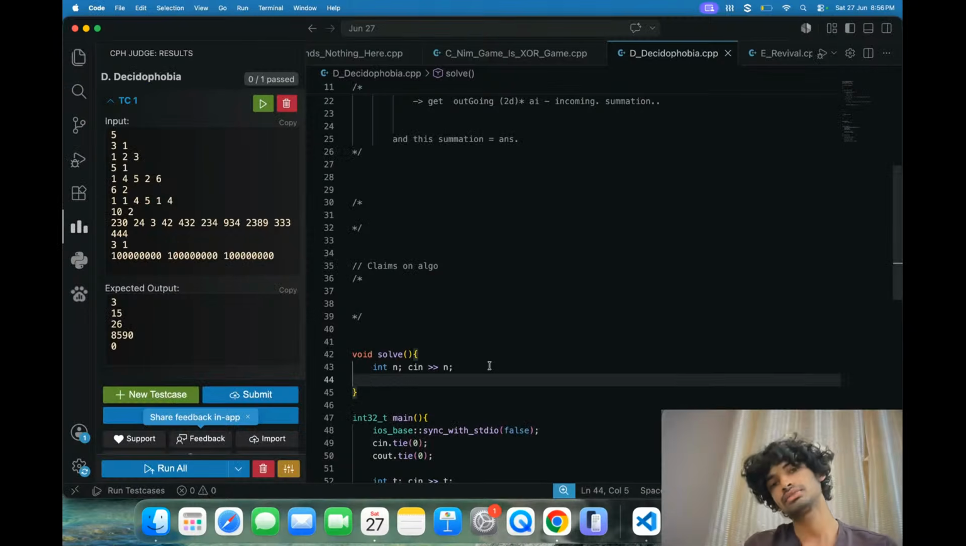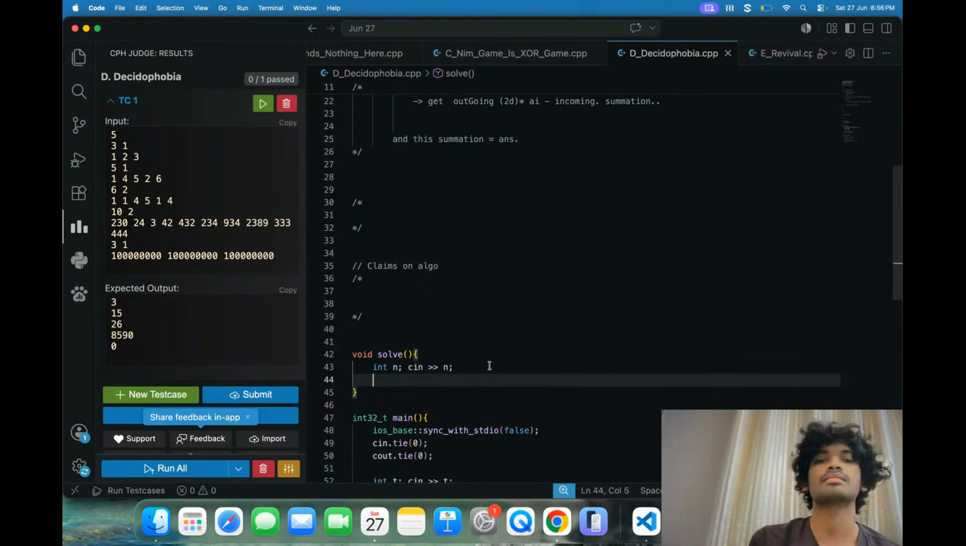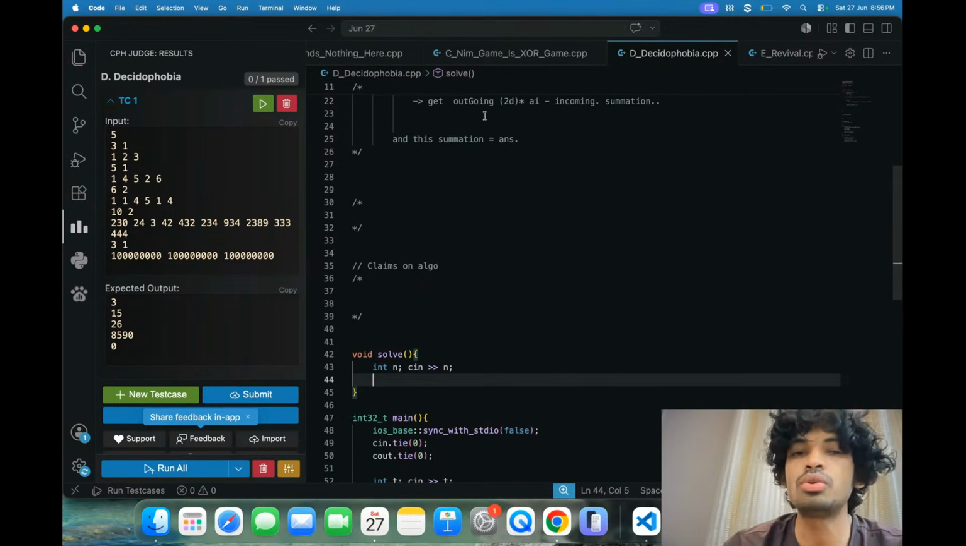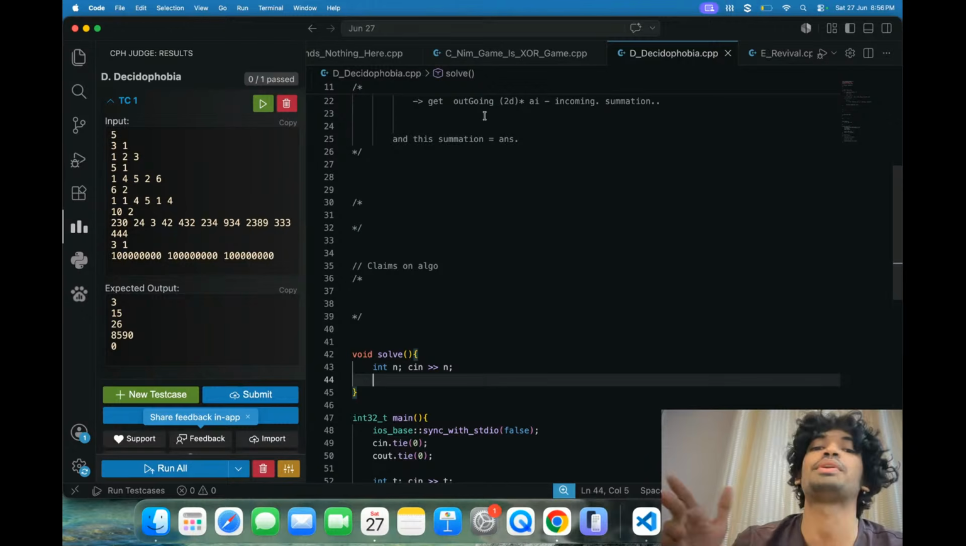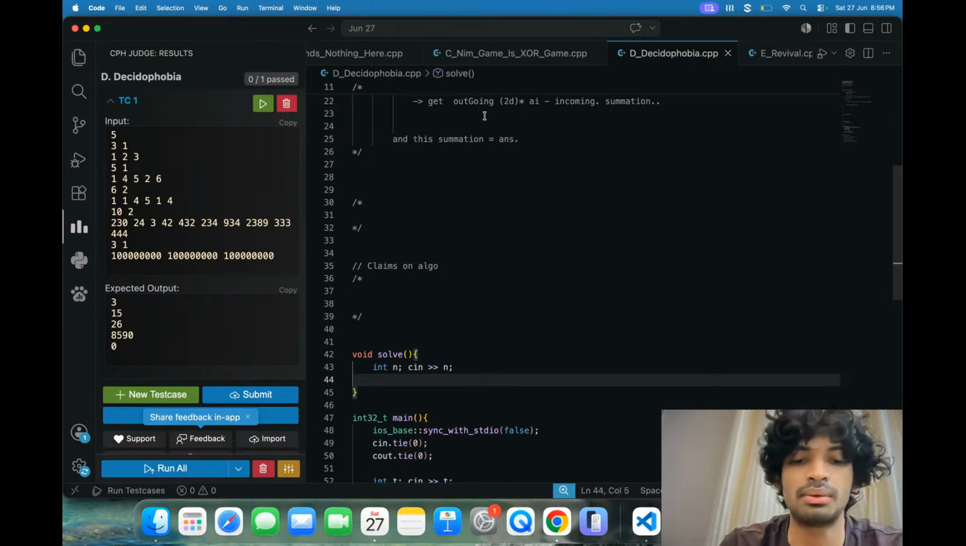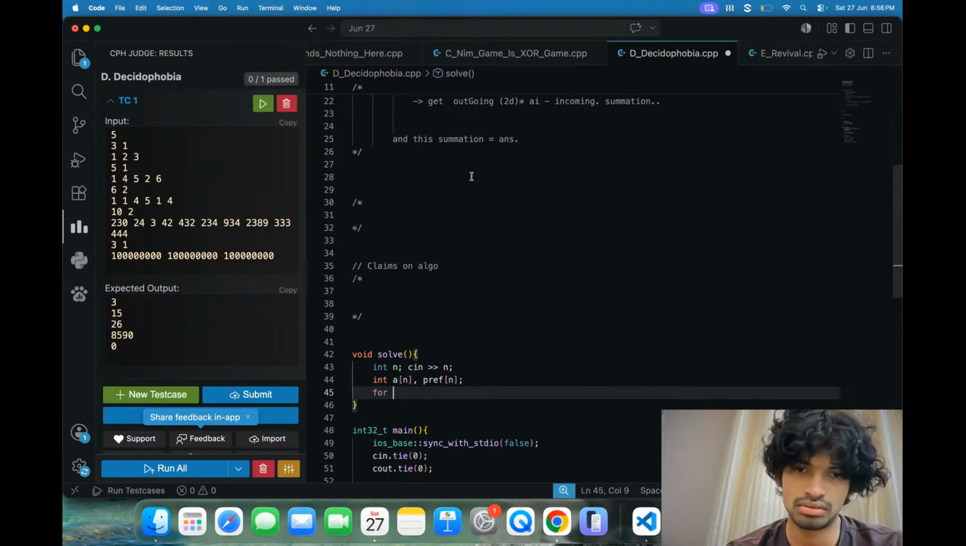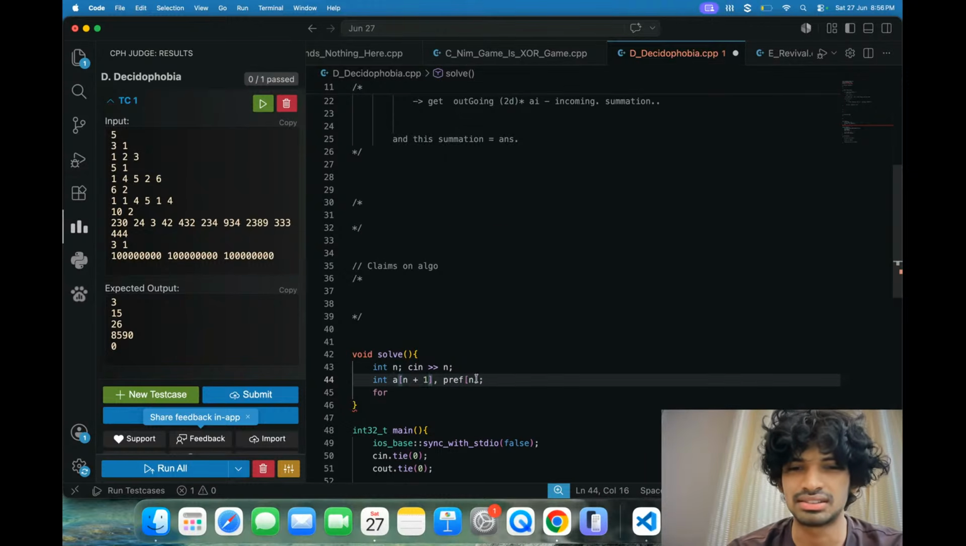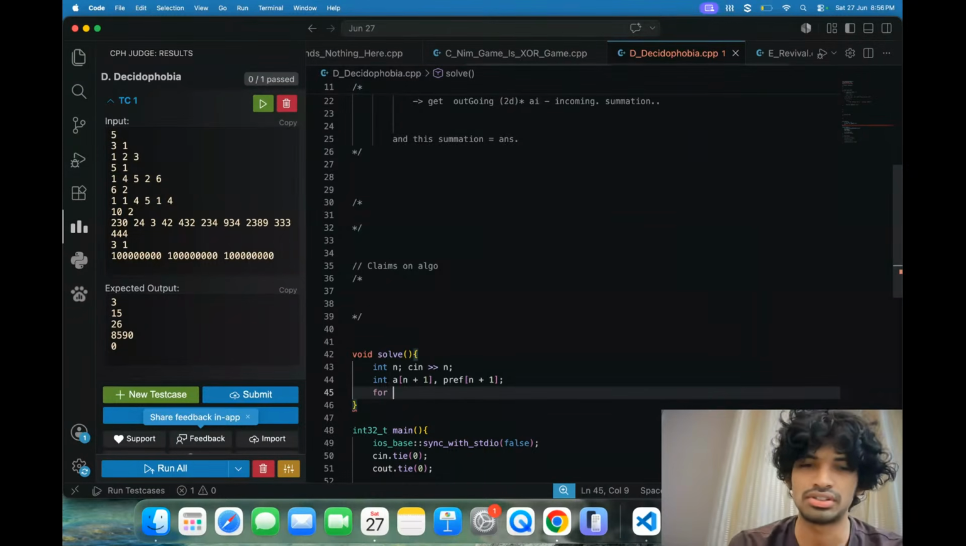What I want is outgoing minus incoming, which is just prefix sums. I just want prefix sums. I just want circular prefix sums. Let me just take it like this so that prefix sums are easier to compute.